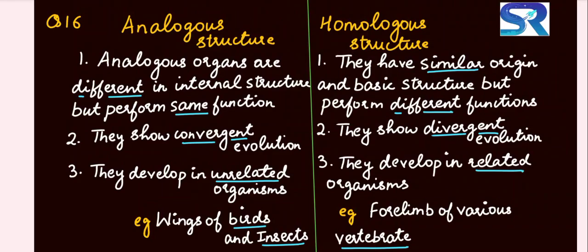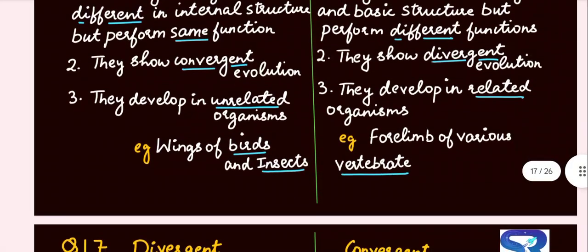Homologous organs have similar origin and basic structure but perform different functions. Second, they show divergent evolution. They develop in related organisms. Example, forelimb variation in vertebrates.